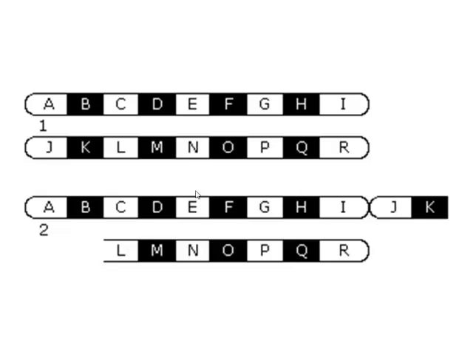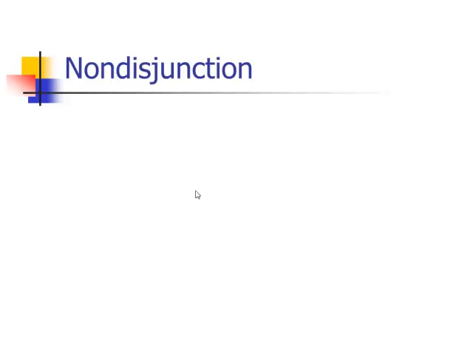Okay. So we have 4 main chromosomal mutations. We have an addition, a deletion, an inversion, and a translocation. Now the last thing we're going to talk about is a mutation, but it's not a change in our DNA like the last ones were, and these are called non-disjunctions.